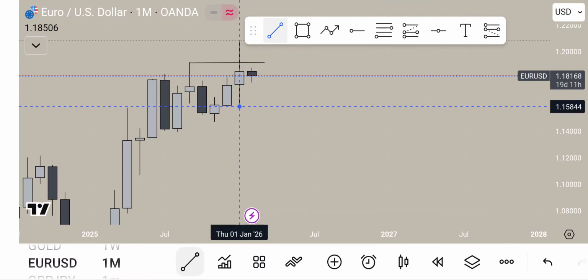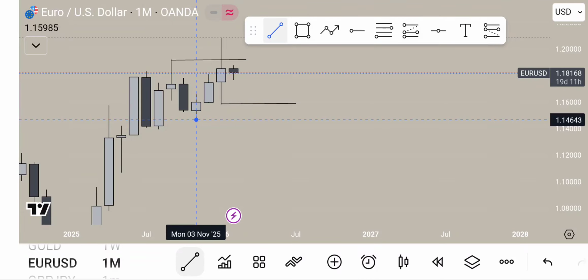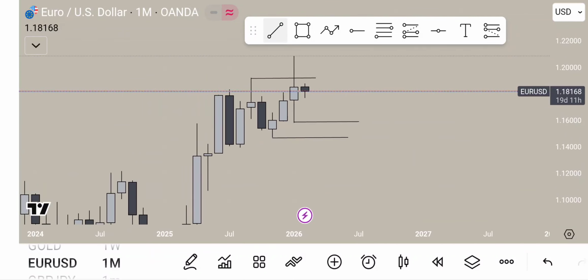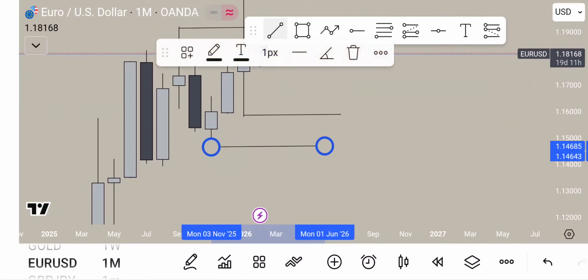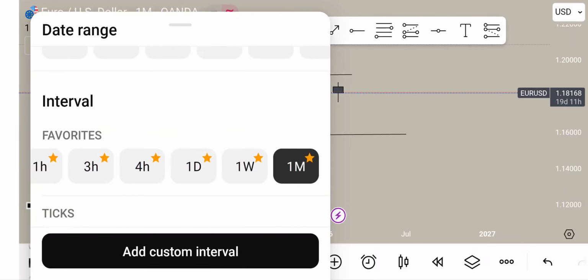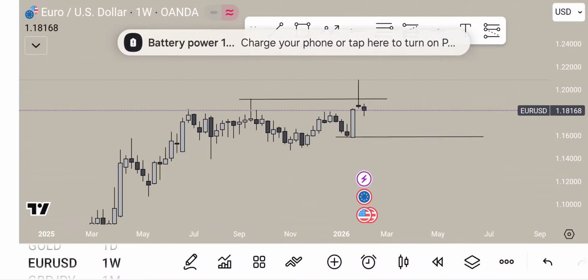This is January's low here, and then there's also liquidity here, which the market might also want to target in the nearest future. But for now, let me take this one out. Let us focus on what is happening now. Now I go to the weekly. Voila, this is what the weekly is telling me.